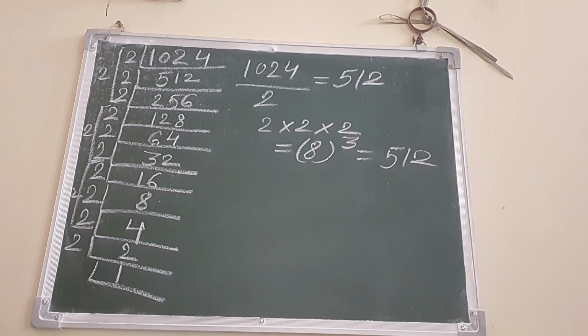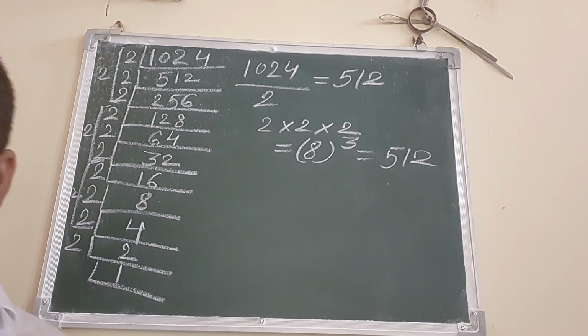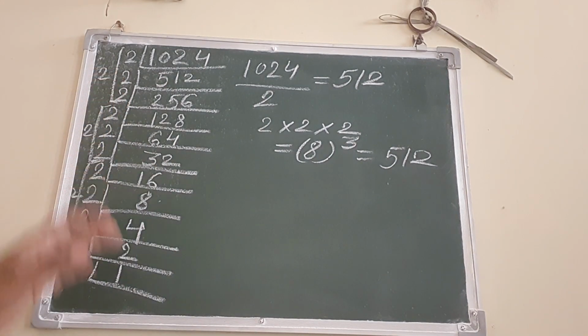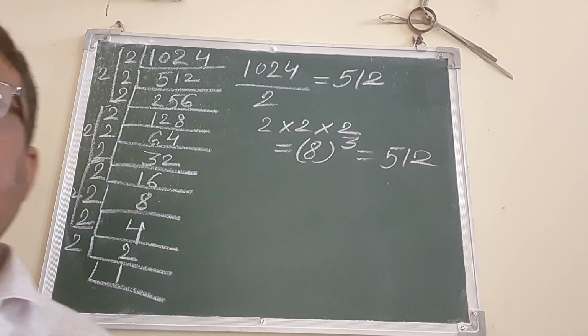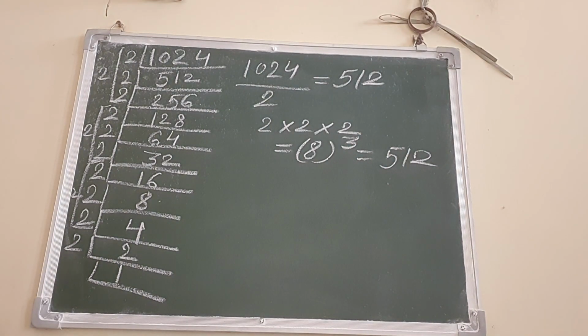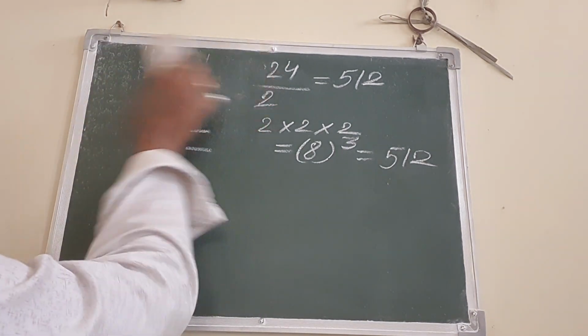And what is that number? That will be 2 into 2 into 2, taking 2 from each group. So it is 8, and if we cube 8, it will come out to be 512. So our cube root is 8. So I think you all might have understood this question. So we are proceeding to the next question.